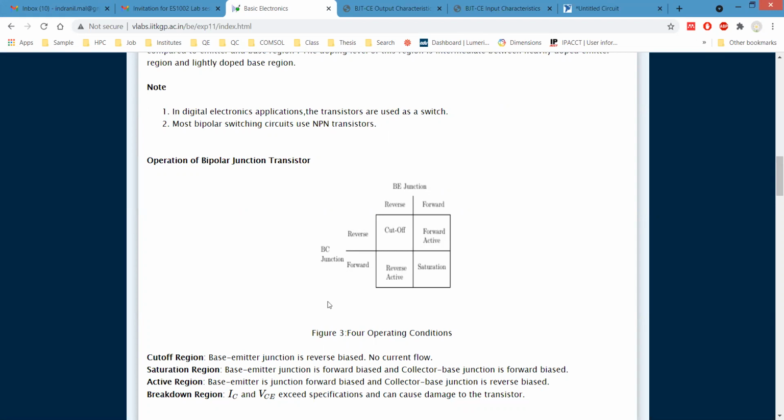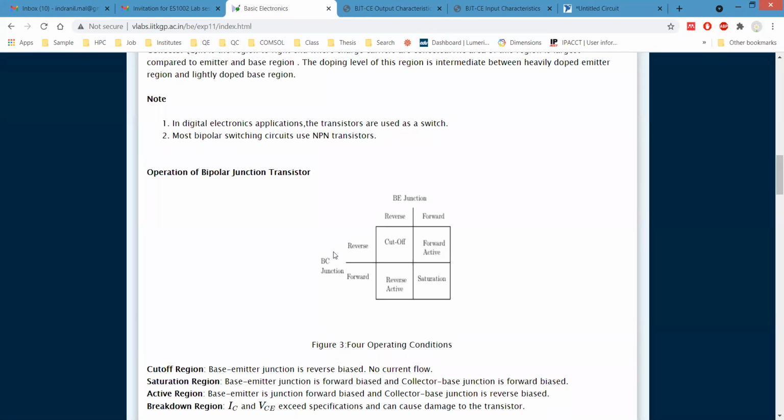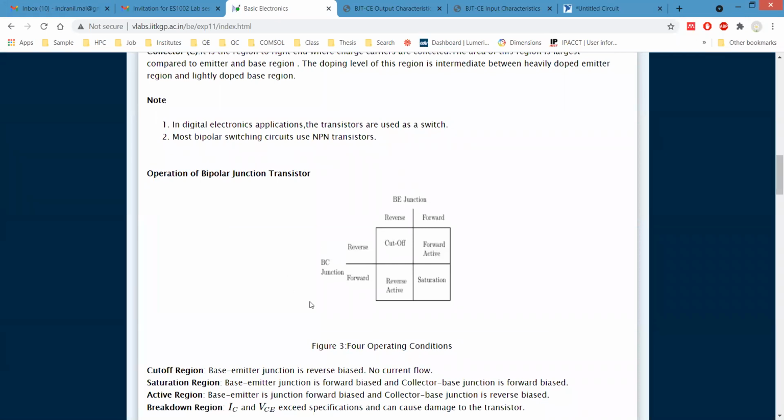So this is the common emitter mode. In this case, if the base emitter junction is in reverse bias and the base collector junction is also in reverse bias, then the operating condition is the cutoff region. You can say the transistor is in the cutoff region when both junctions are in reverse bias.